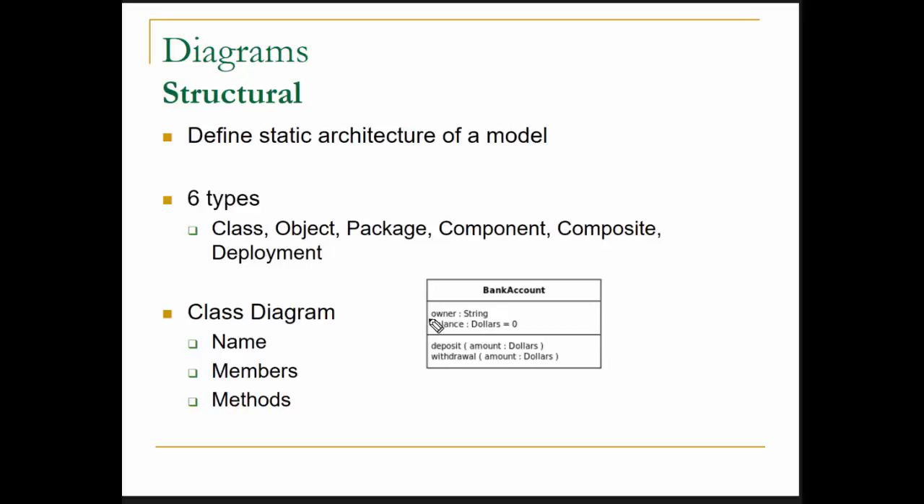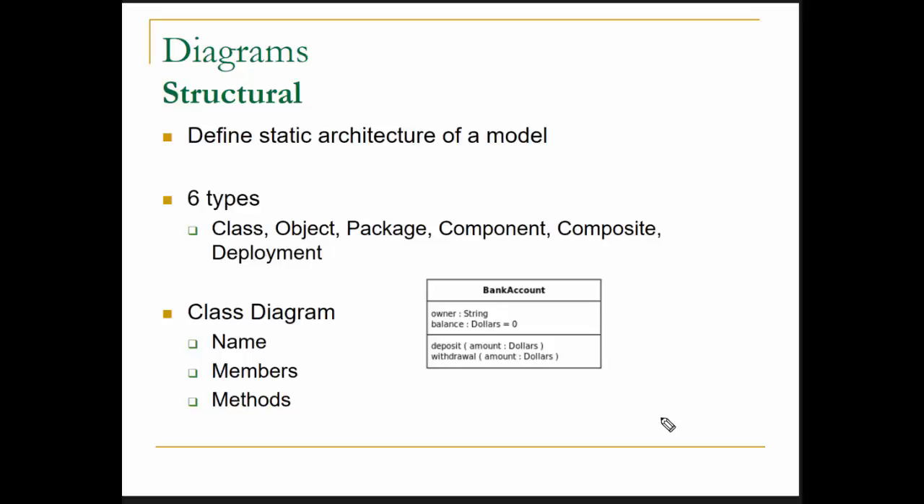This is showing us that we have an attribute called owner, and that the owner is of type string. So the name of the attribute is owner, and its type is string. What might the value of something like this be? It might be Jane Doe or John Smith or something like that. We've also got another attribute called balance. What is the type of balance? We have a custom data type here called dollars. And furthermore, we're going to initialize this dollars attribute equal to 0. Obviously in a real bank account you'd have many more attributes here. This is just an example to show you the structure of a class diagram.